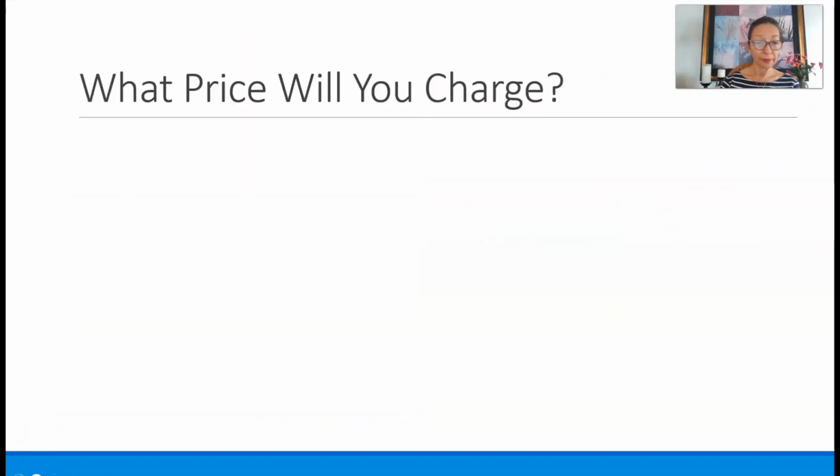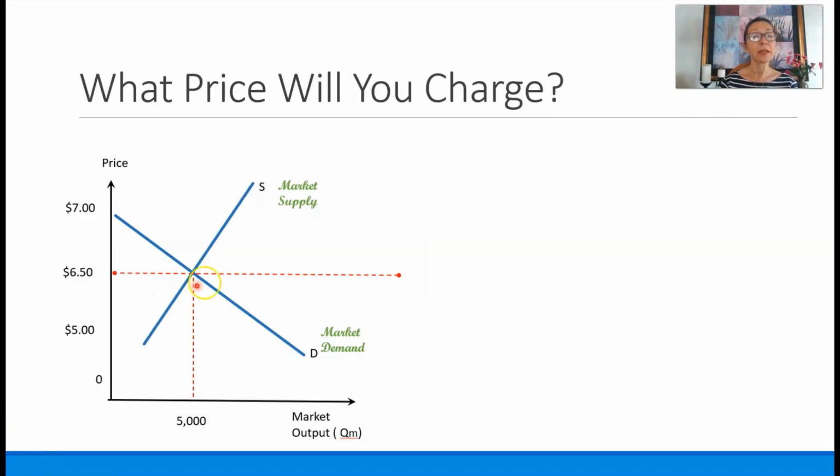So we want to look at what price should be charged. We're going to look first at the supply and the demand for enchiladas across the city. So that is our market. We have the demand for enchiladas and we have the supply of enchiladas. We call this market supply and this is called market demand. The point where they intersect is our equilibrium price. That's the price you're going to have to pay when you go to the restaurant. So let's assume that it intersects here at $6.50 a plate, and 5,000 plates of enchiladas are sold.